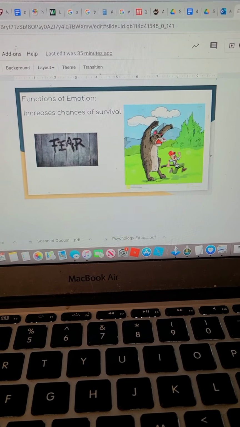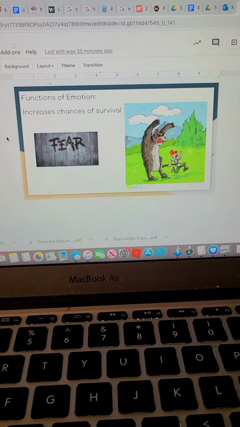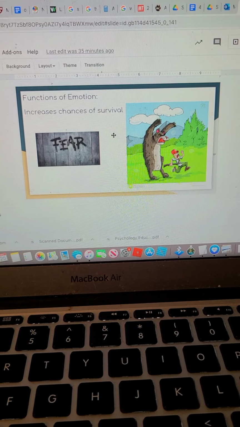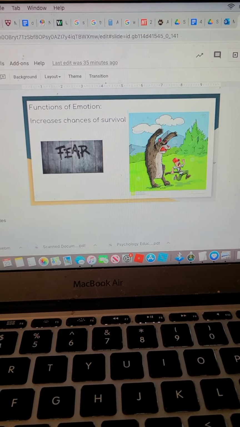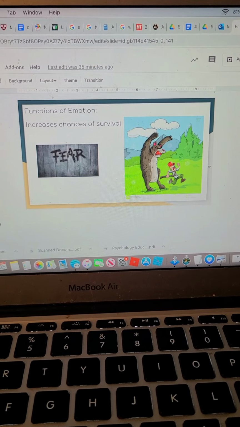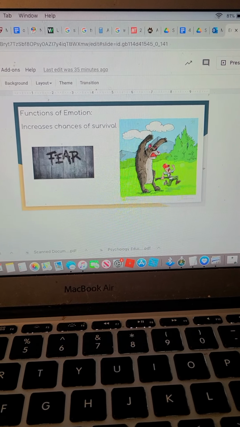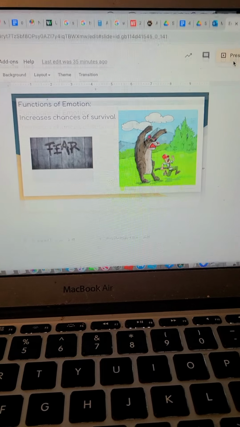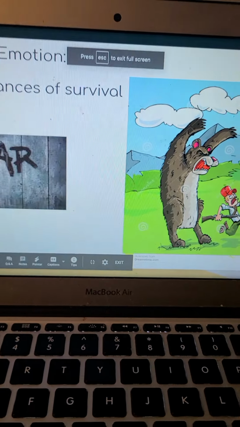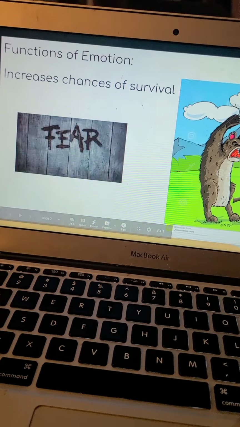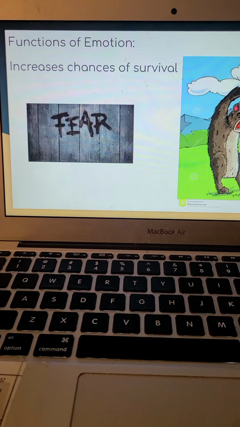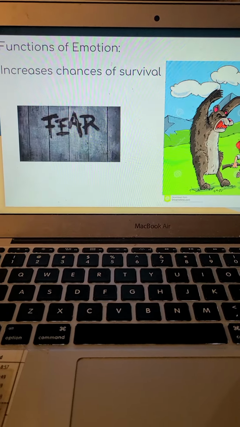Otherwise, the rest are pretty much more simple ones, more common ones. Okay, so yeah, that's how I would explain this lesson. Again, my goal is just to get them knowing the basic emotions.